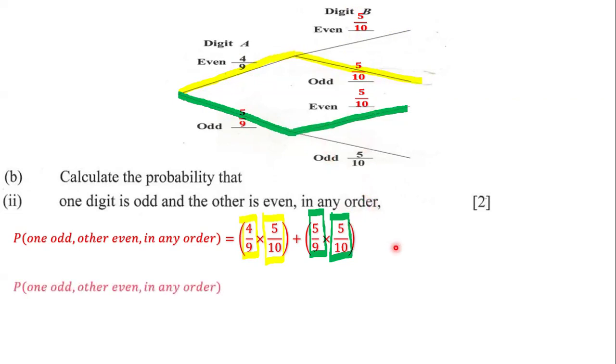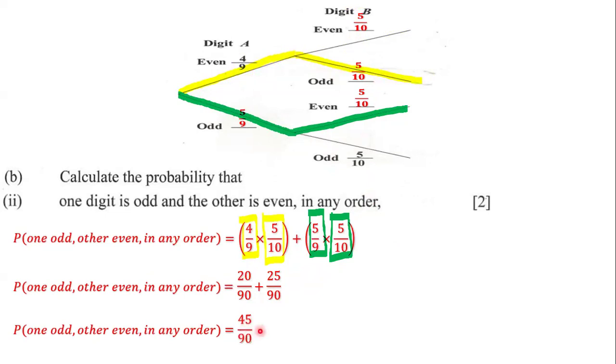And so we multiply. We have 4 times 5 is 20, 9 times 10 is 90, 5 times 5 is 25, 9 times 10 is 90. The denominators are the same, so we can add. We have 20 plus 25, which is 45. So we have 45/90, and 45 divided by 90 is 0.5.